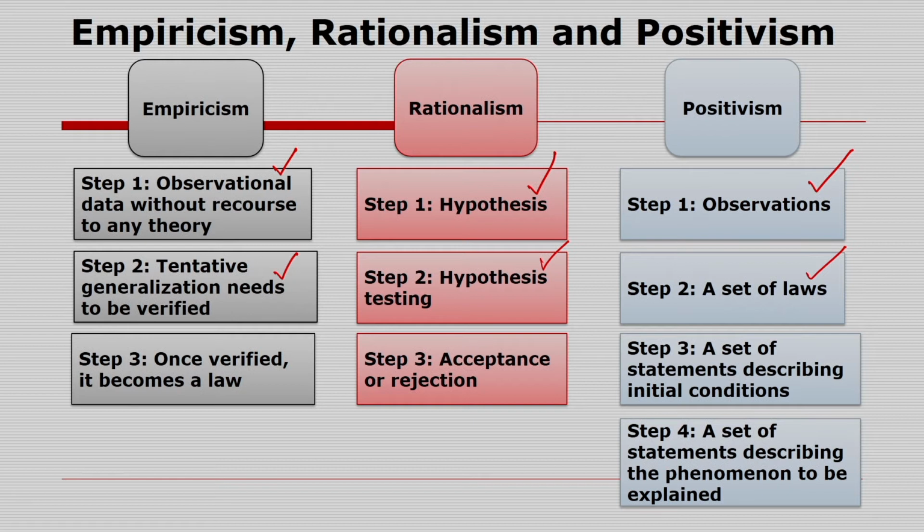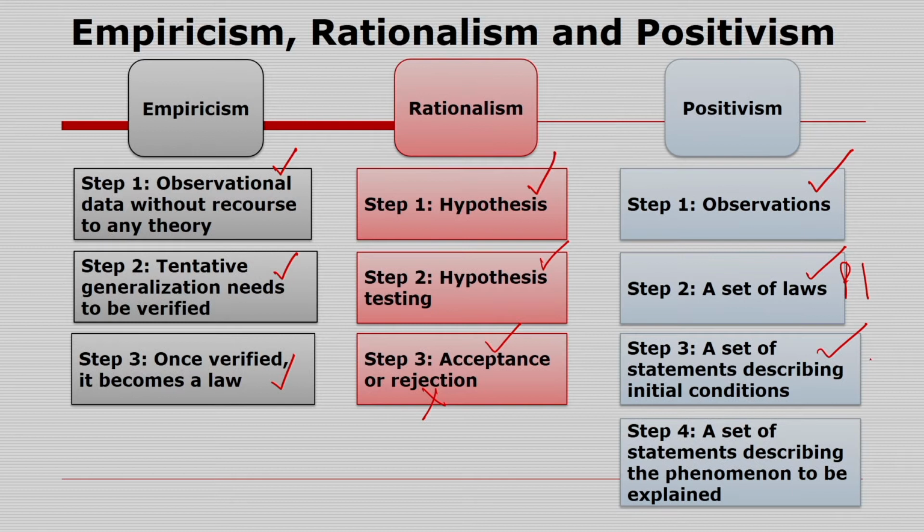In the empiricist schema, once the tentative generalization is verified, it becomes a law. And in the rationalist schema, if the hypothesis is tested right, then it must be accepted. If it is tested wrong, then it must be rejected. And in the positivistic schema, from a set of laws, we tend to arrive at a set of statements describing initial conditions. I mean, if this must be premise number 1, this must be premise number 2.